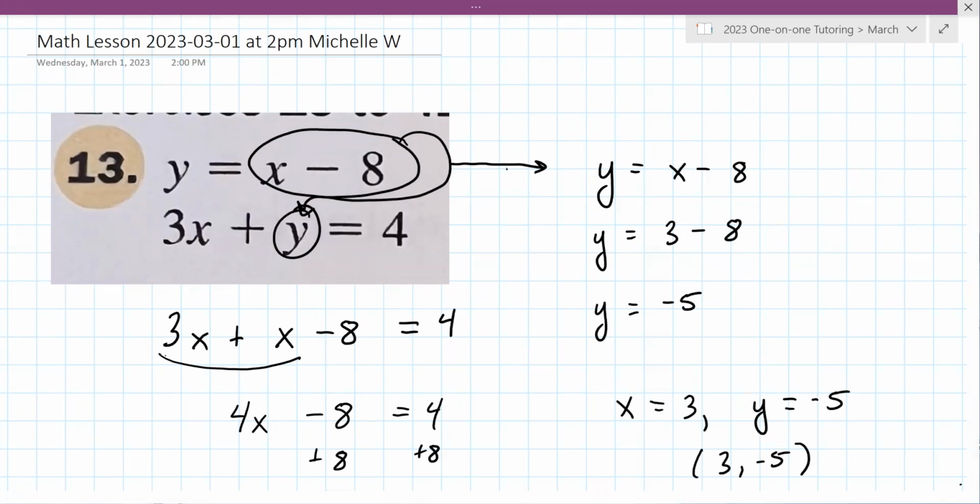Okay. All right. Just go in order here. Number 14. Yes, please. Okay. Got it.